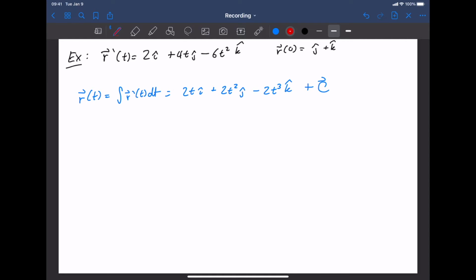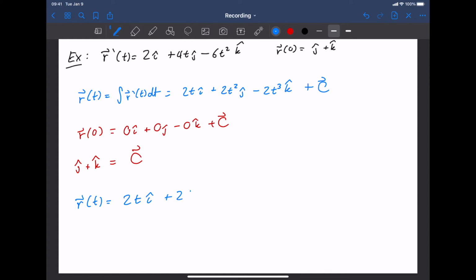Okay, what's next? Evaluate at 0 the value they give you. Well, I would get 0i plus 0j minus 0k plus c, and that's supposed to be equal to j plus k. So j plus k equals c. So when I go to write it all, I can substitute this value in for the c there. I'm just going to show you what this looks like. One way to write it would be like this. Plus j plus k.